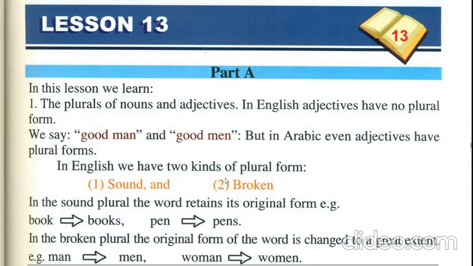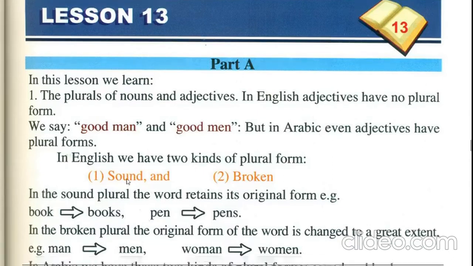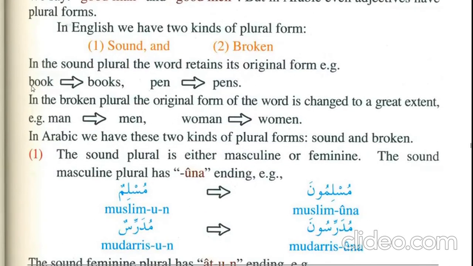In English, there are two kinds of plural, sound and broken. In sound plural, the original form of the word is retained, like book. You see, in plural also, we see the word book. Pen, in plural form, we also see the original word pen. And in broken plural, the original form of the word is lost in the plural form. So you see man becomes men, woman becomes women. Original form of the word is lost in the plural.